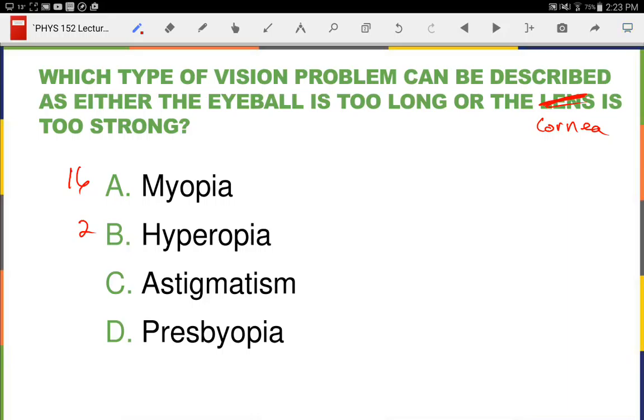Which side of vision can be described as either the eyeball too long or the lens too strong? That was the one that we started with on how we can correct it with laser. The myopia, the eyeball is too long, so the light comes to a focus inside the eyeball instead of at the retina. Or the cornea is too powerful, it has too short of a focal length. So the correct answer, most people got it.